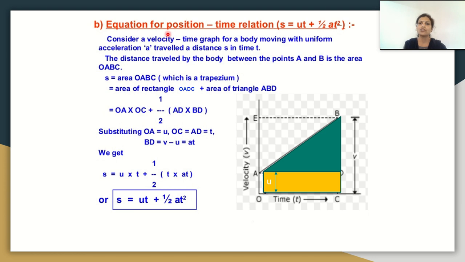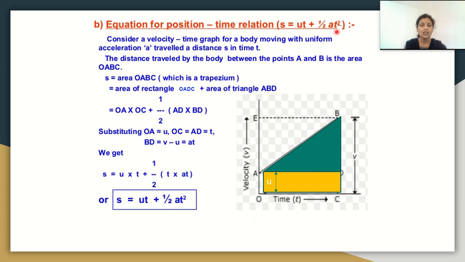The second equation of motion is the relation between position and time. I told you that what is position? Position is nothing but displacement. So it is a relation between displacement and time. Displacement is denoted by the letter S. Initial velocity U. Final velocity is denoted by the letter V. And time we denote by the letter t.